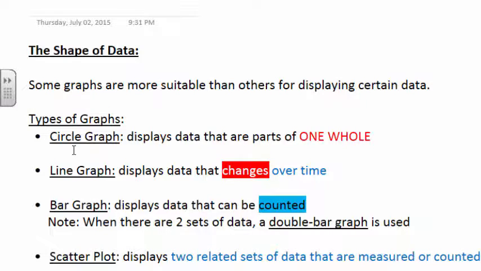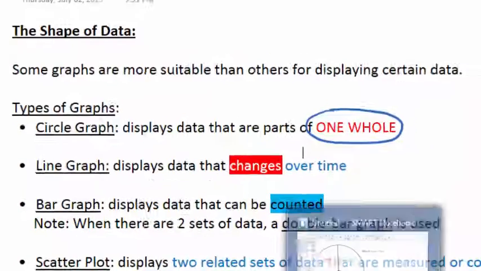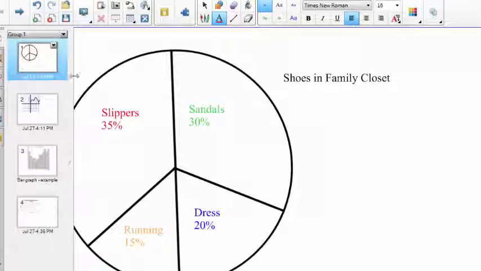So, for the first one, circle graph. When can we use it? This is to display data that are part of one whole. This one whole is very important. It's the keyword. Why? Because we will see now an example to show how data can represent parts of one whole. So let's see an example of a circle graph.